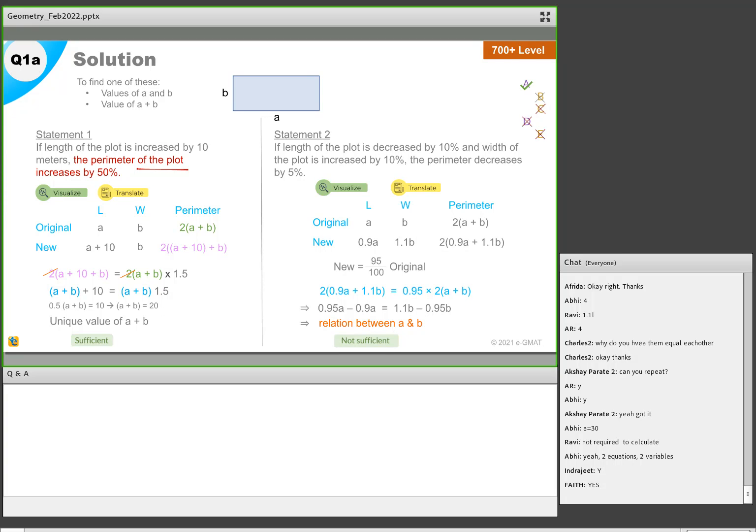So when the length of the plot increases by 10 meters, what does that mean? A becomes a plus 10, right? When a becomes a plus 10, the perimeter increases by 50%. Or in other words, if the earlier perimeter is x, increased by 50% the perimeter becomes 1.5x. So far so good. But what is the new perimeter as per the new length? 2 into (L plus B), right?